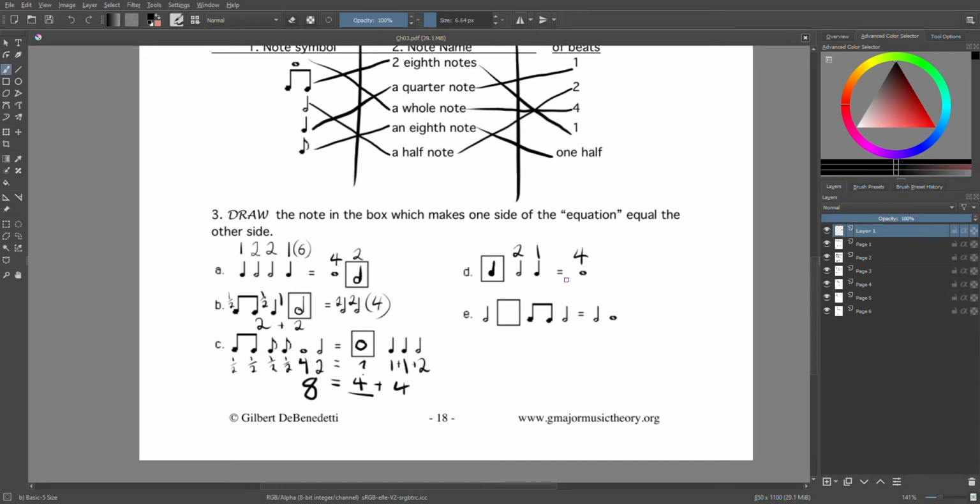Now, final one. We have a whole note here and a half note here. That equals 6 total beats. And over here we have a half note, something we don't know, two eighth notes, which are each a half of a beat, and then another half note, which is 2. 2 plus 2 is 4, plus half is 5. We need one more beat, which is a quarter note. All right, that is page 18, the first page.